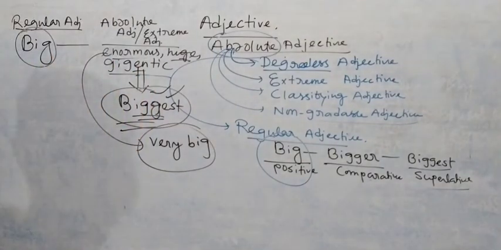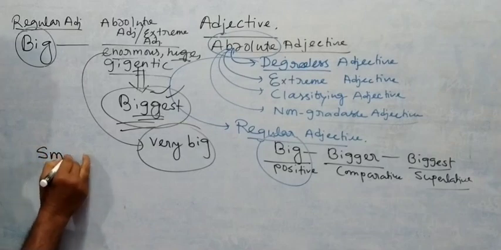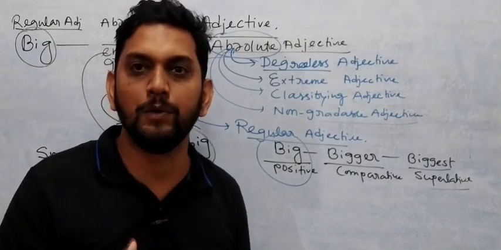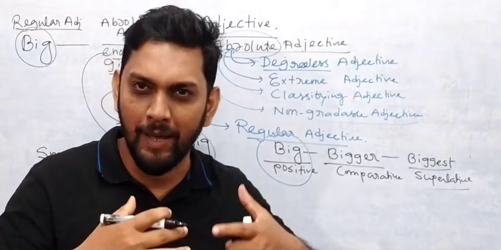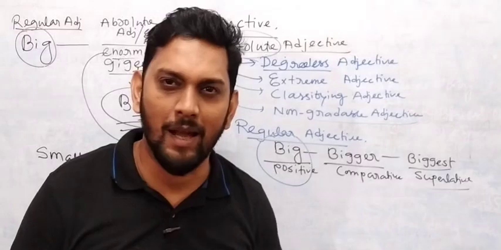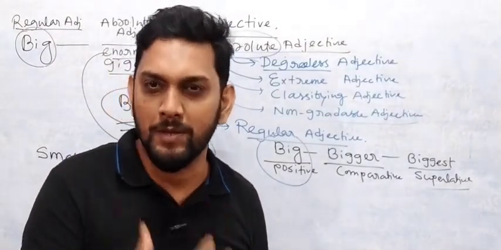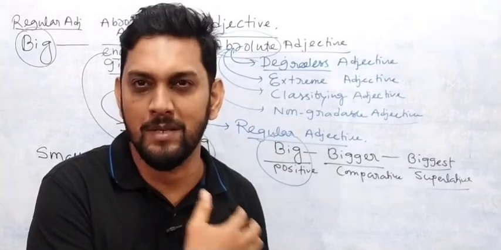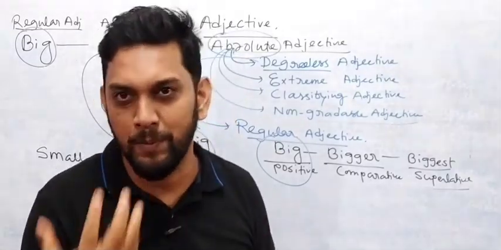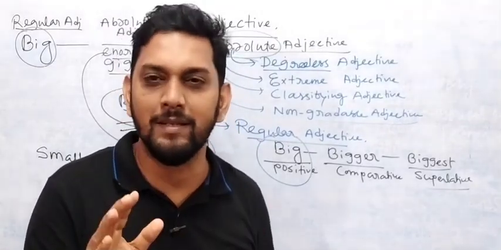Next word I can write, small. Okay, all of you have seen small. Try to understand, because there are huge amounts of words in this grammar book. How many words would it be possible for me to discuss over here, writing down all the words and making you understand that this would be the absolute adjective and this would be the regular adjective? It is not possible, not only for me, for anybody else.